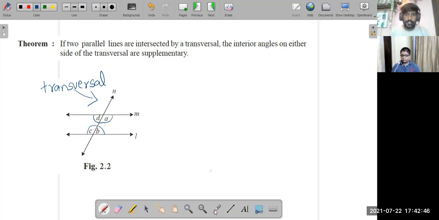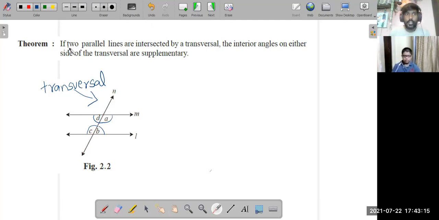This theorem says if two parallel lines are intersected by a transversal, look at the diagram. Line M and line L are parallel to each other, and N is a line which is intersecting both the parallel lines. So N is a transversal. Up to here, did you understand?